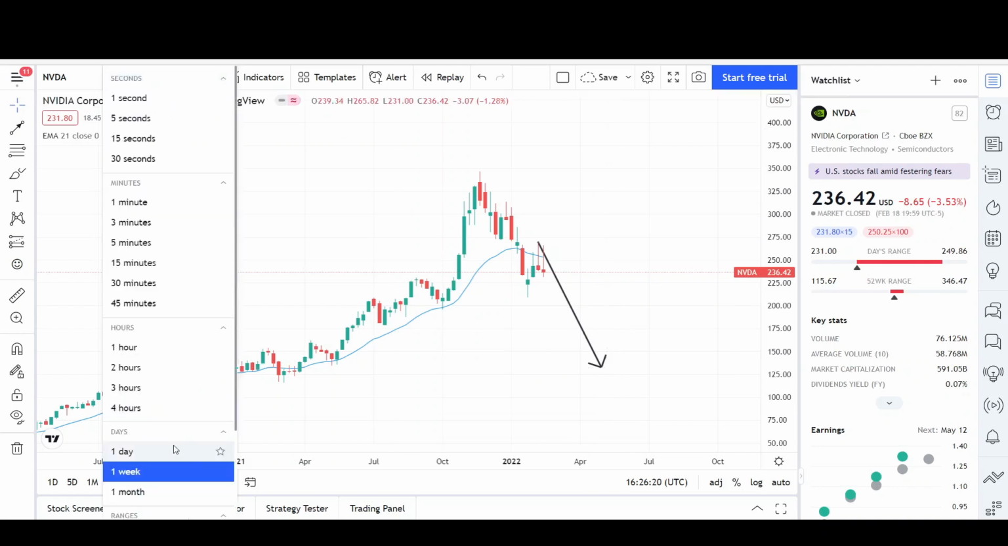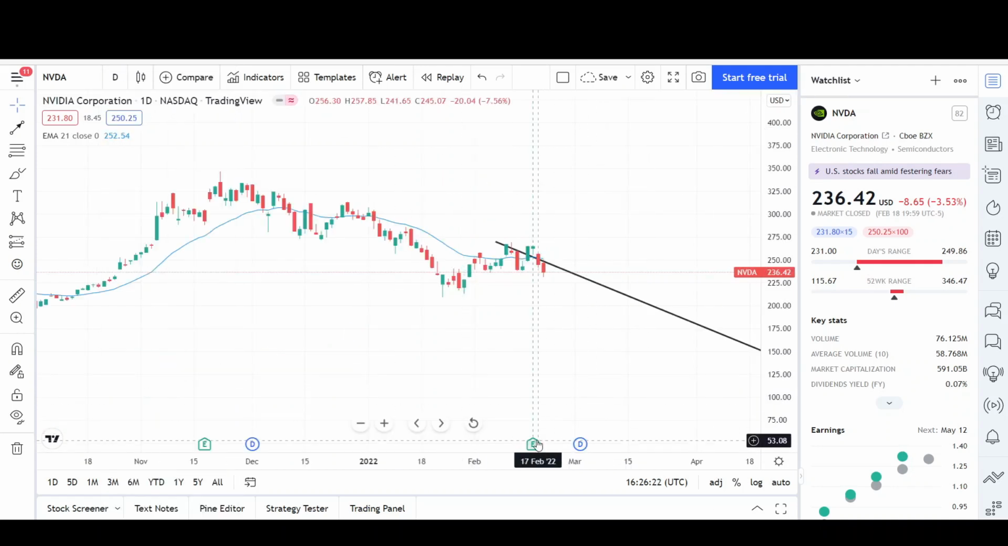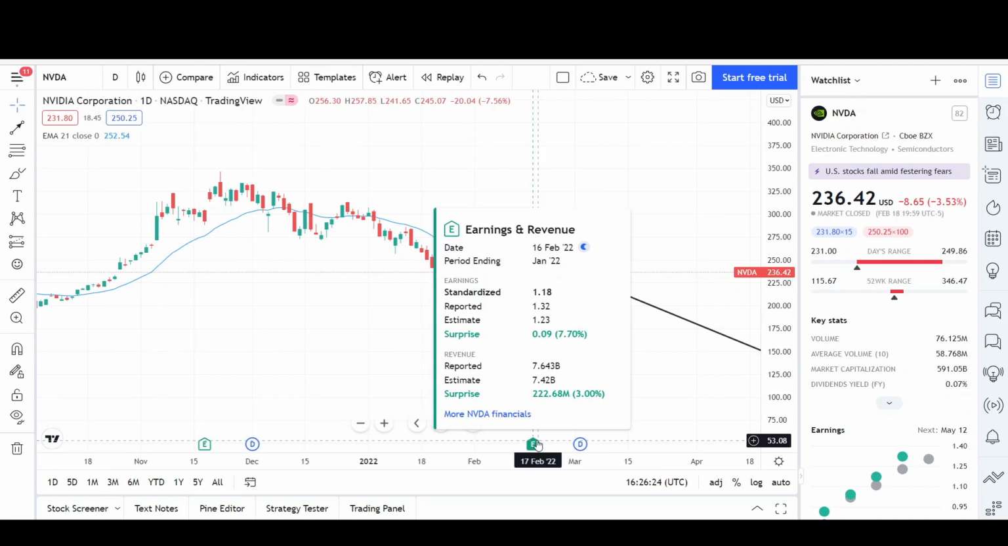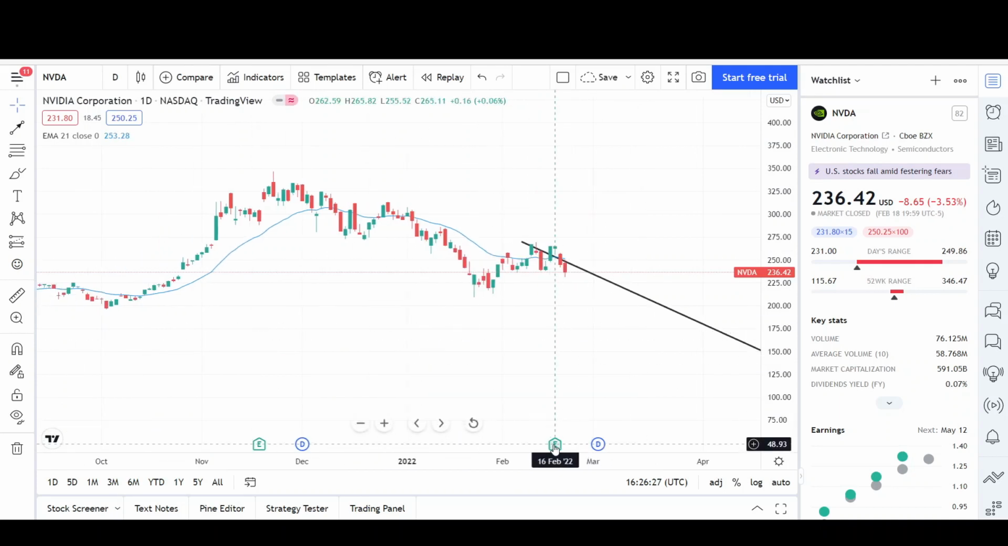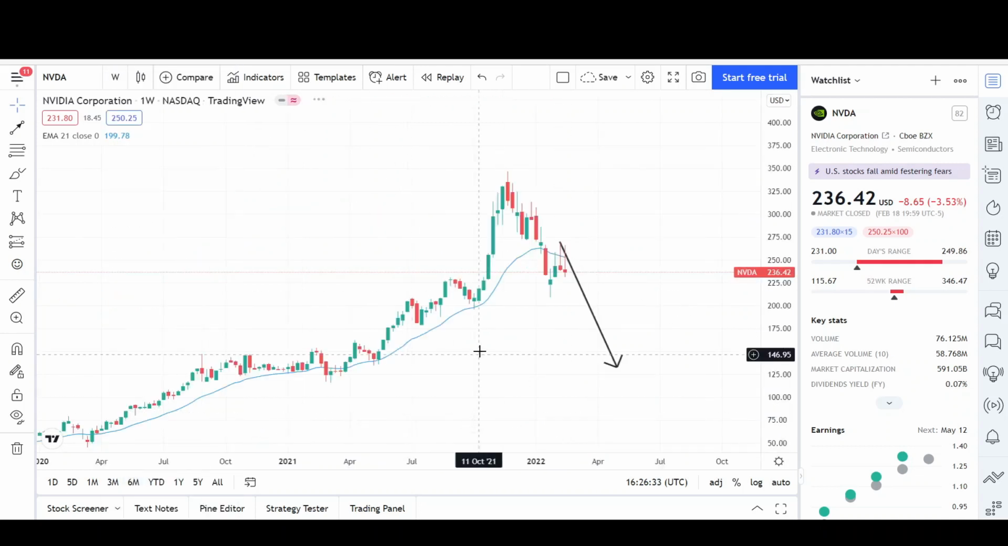Let's go back to the daily chart. I want to check something real quick. So earnings, it looks like, were already released, so I don't think we're going to see any more catalysts to possibly push prices higher. So I would just be leery of taking any long positions.